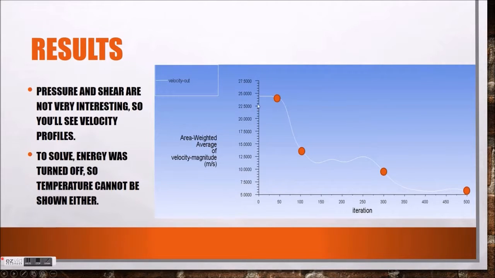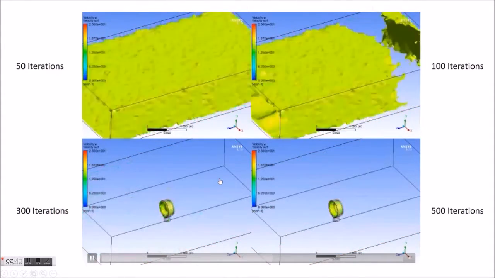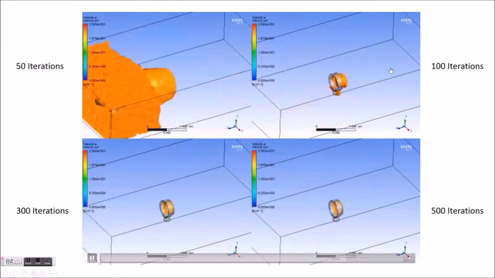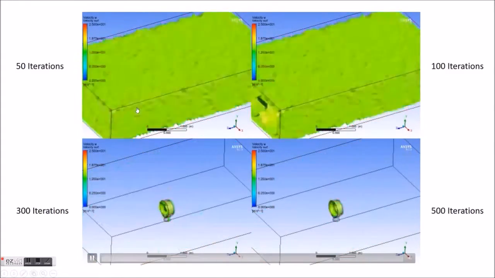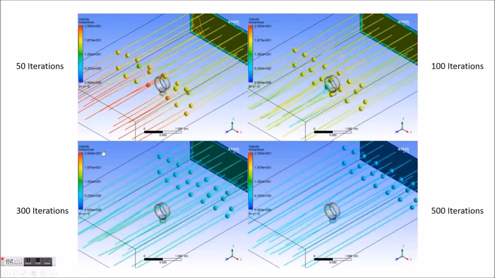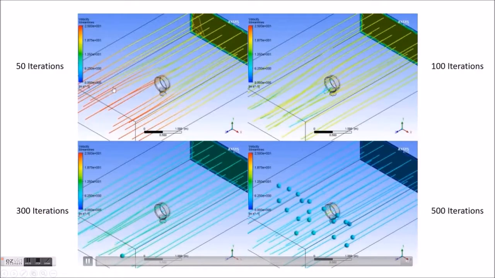So the results, here's a residual plot of velocity out. We're going to take snippets at 50, 100, 300, and 500 iterations, and compare those videos real quick. So here's an ISO surface, probably not really useful, but there's 50 iterations, 100, 300, and 500, top left, bottom right. And you can see that there's a high velocity field before in this top left one.